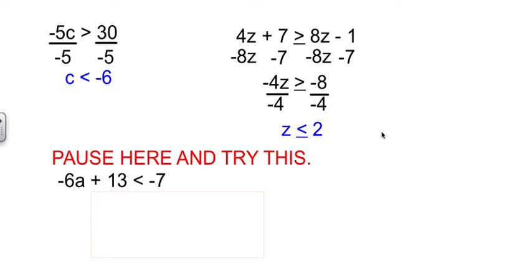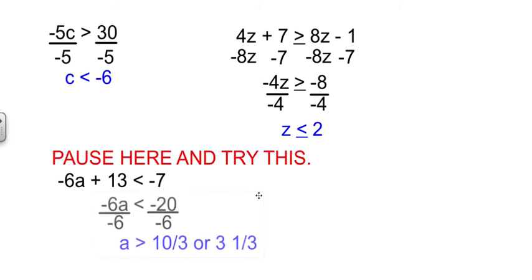I'm going to ask you once again to pause your video, solve this problem, and then come back and check your results. So we need to subtract the 13 first. That gives us negative 20. Then we'll divide by negative 6 on both sides. So a is greater than 20 over 6, which reduces to 10 thirds, or you could say 3 1/3. Or if you're a decimal user, 3.333.